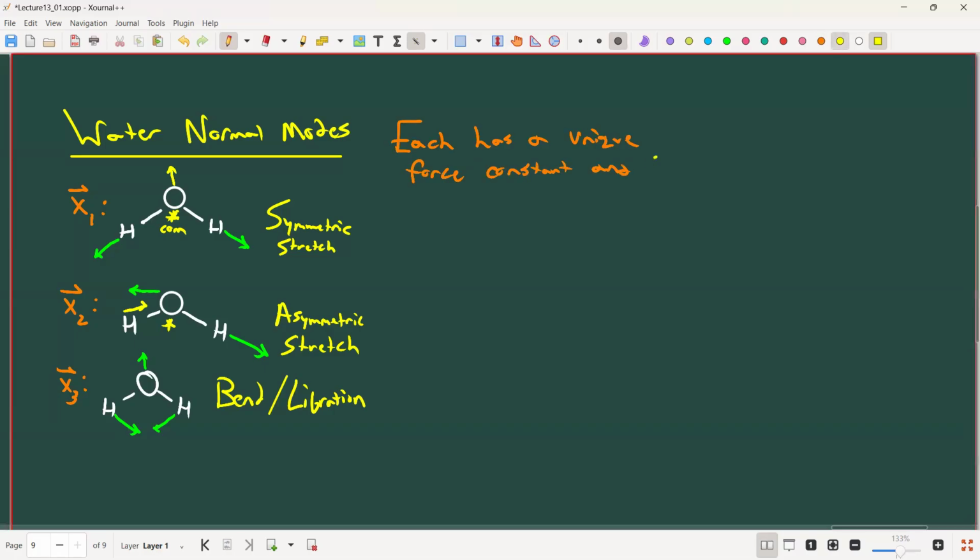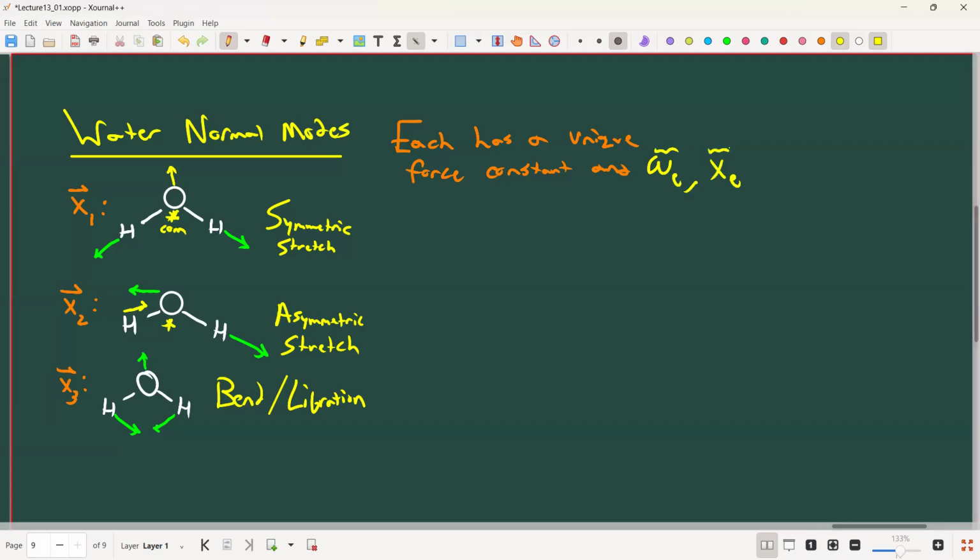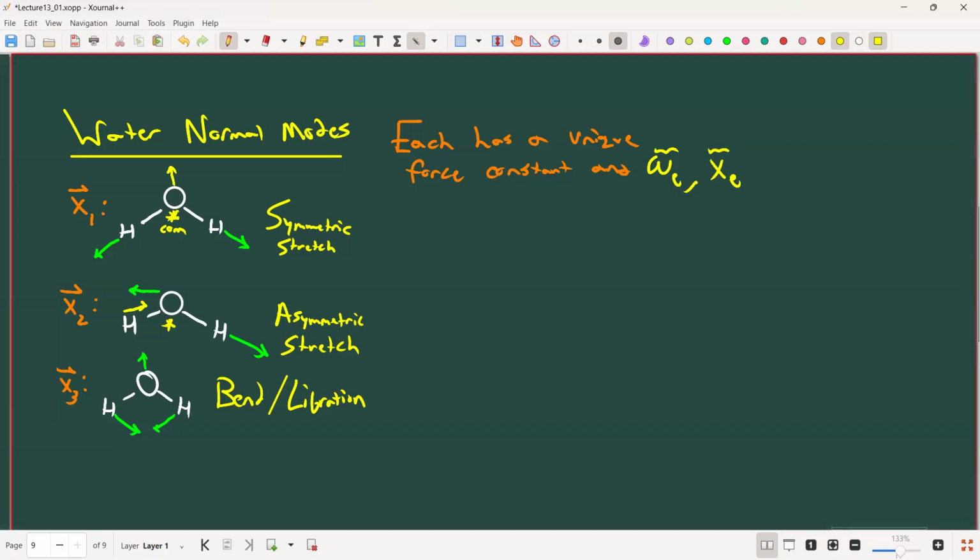And of course, then some harmonic constant and some anharmonic constant as well. They have their own parameters, and I can type in those frequencies. I can show you those frequencies. I just have to pull them up.